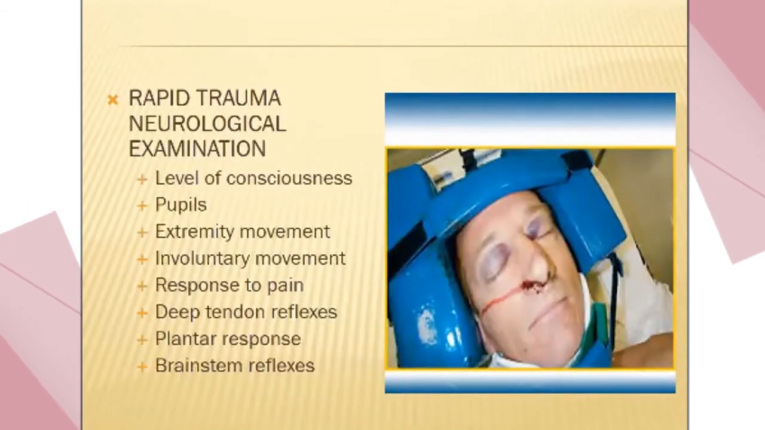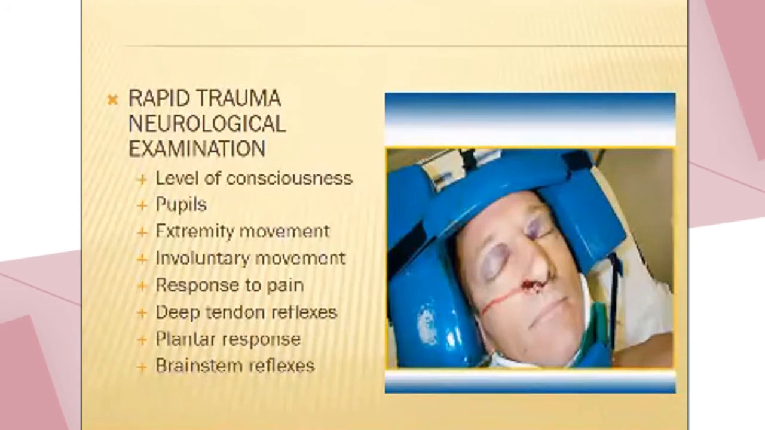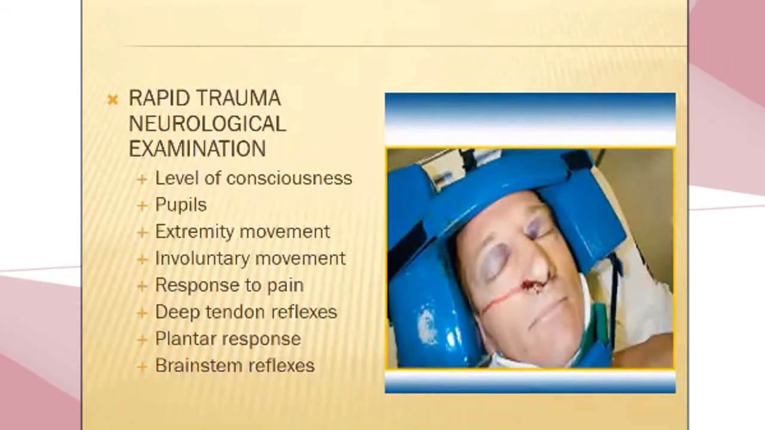In the rapid trauma neurological examination, we look for the level of consciousness, we look for the pupils, any anisocoria, extremity movement, involuntary movements that may lead us to any seizures, response to pain, deep tendon reflexes and plantar response, and the brainstem reflexes.